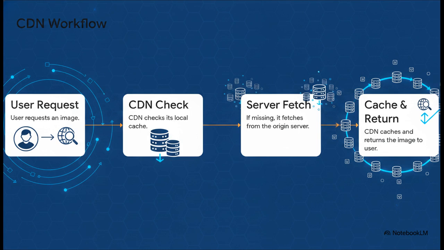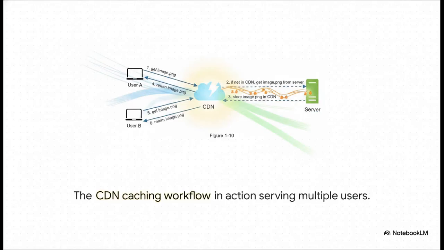This simple 4-step flow shows exactly how we keep that heavy lifting off our main servers. User asks for an image, the local CDN checks its cache. Missing? It fetches it from us just once, caches it, and hands it over. You can actually trace that exact journey right here.